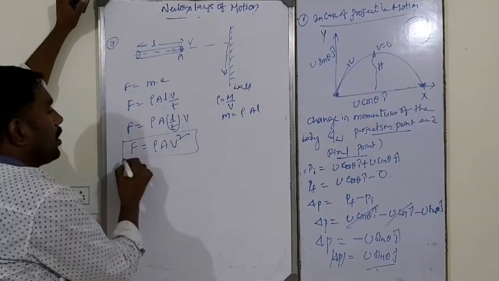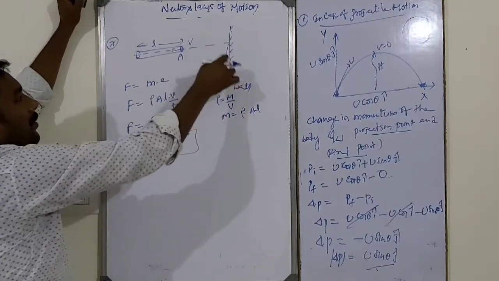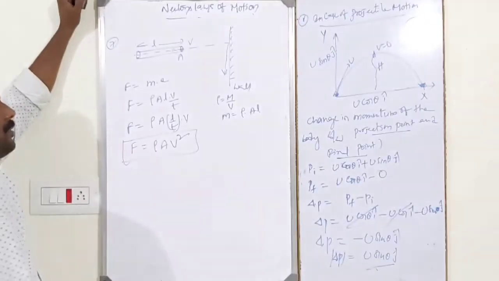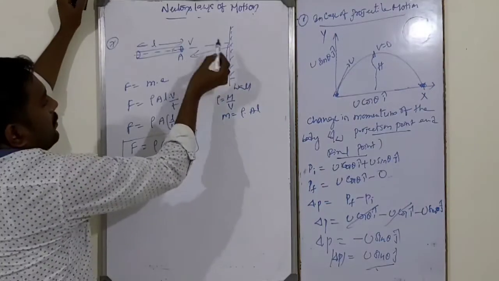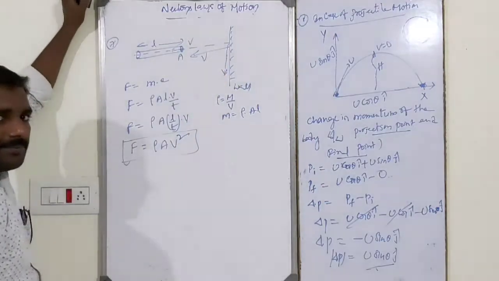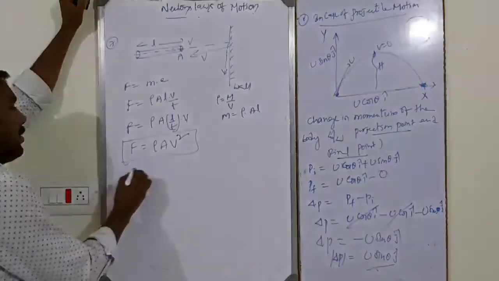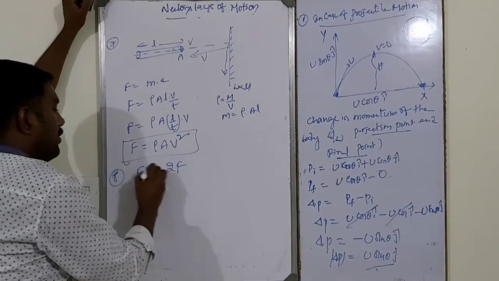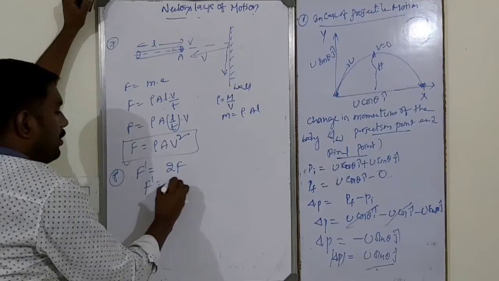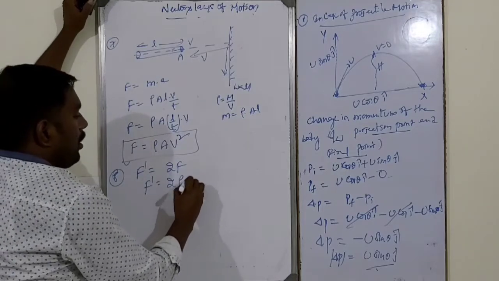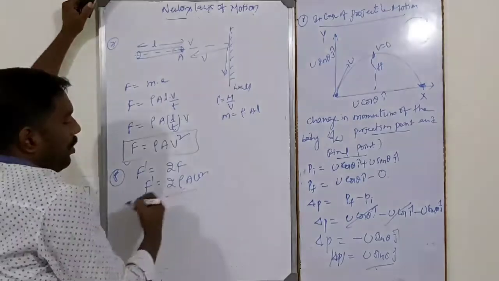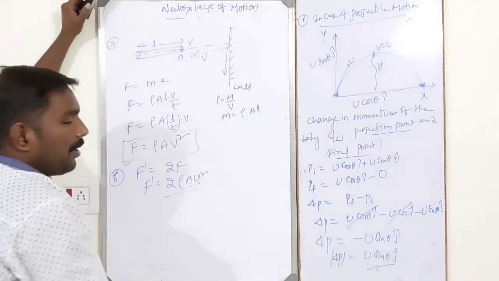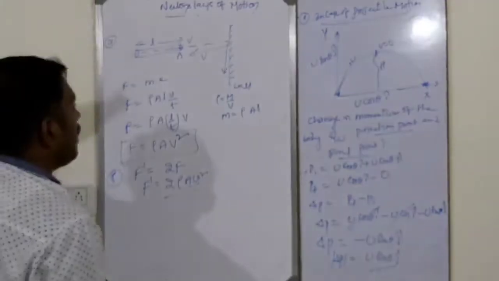This is the force of the water falling on the wall. Suppose the water bounces back with the same velocity. In this case, the force will be double, 2F. F dash is equal to 2 into rho A V square, where rho is the density of the water, A is the area of cross section of the pipe, and V is the velocity of the water.